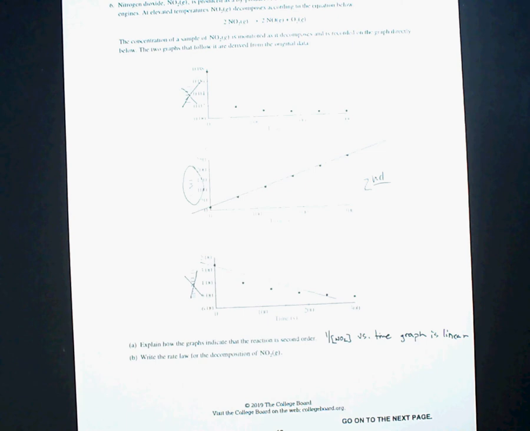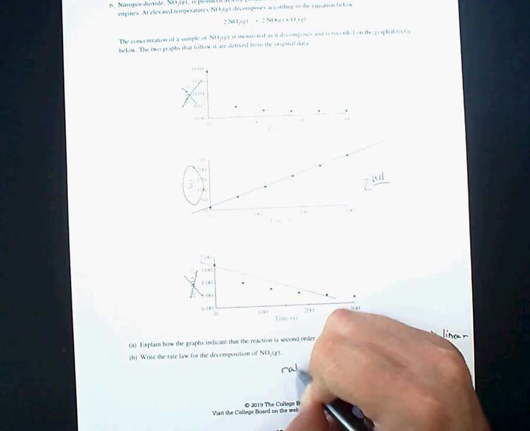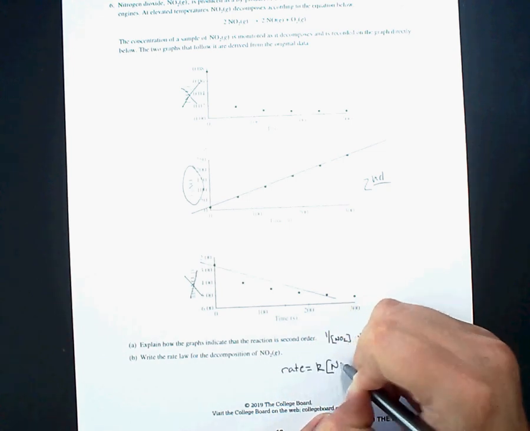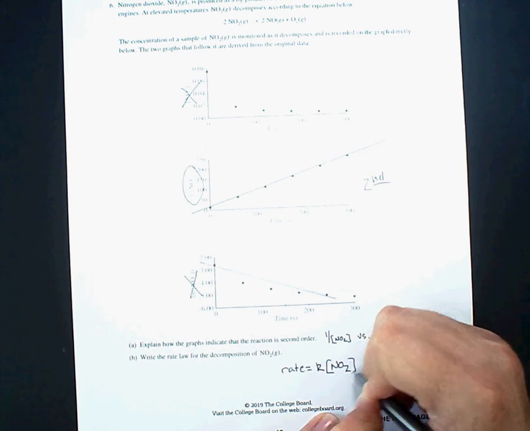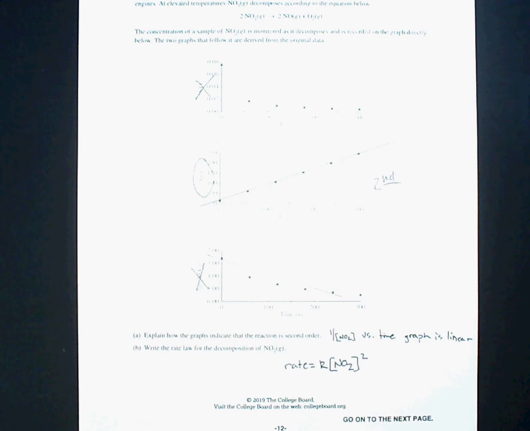And then B says, write the rate law for the decomposition of NO2. Well, the rate law would be rate is equal to K times the concentration of NO2 to the second power because it is second overall, or second order. And that's it. That's all you'd have to do for that. You don't need to explain anything. When you're doing these problems, you're just answering the question.